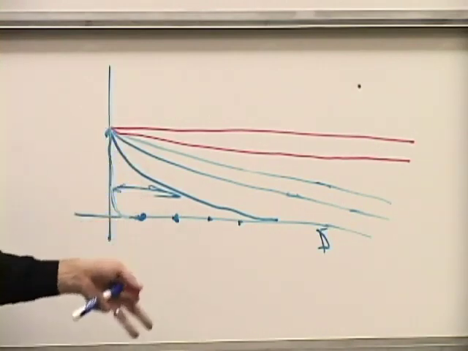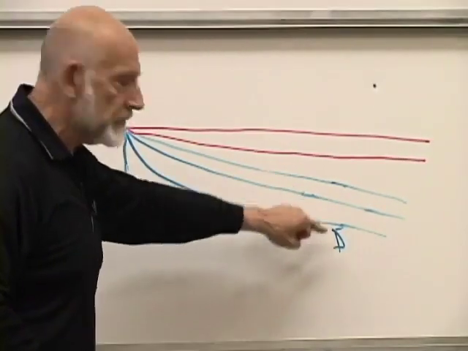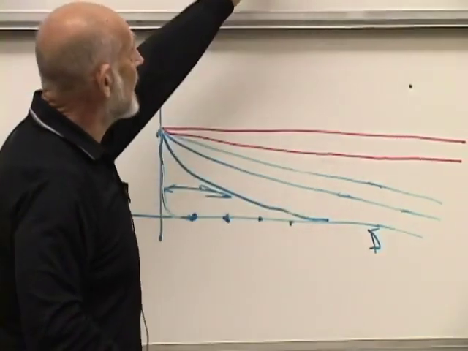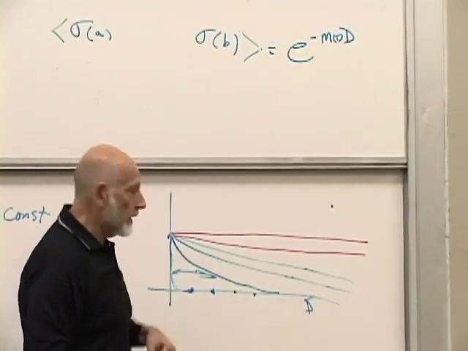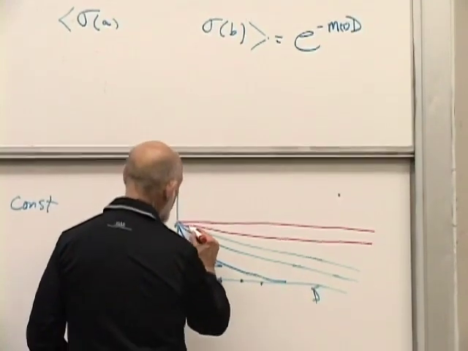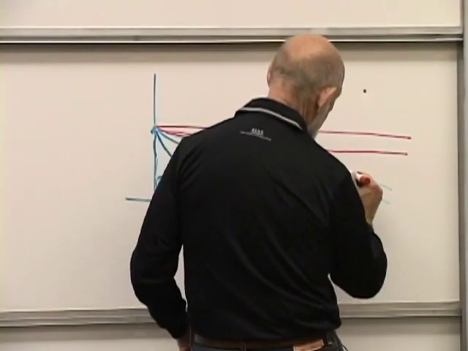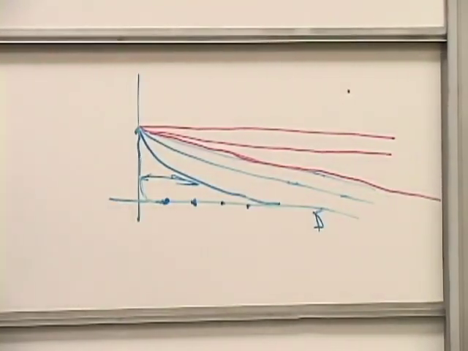Eventually, you come down to the critical temperature. And as you get to the critical temperature, that's the temperature which divides these two behaviors. What's the behavior here? Exponentially decreasing correlation. What's the behavior here? The correlation function doesn't decrease. What divides them is the critical behavior, which is neither constant at infinity, nor is it exponentially falling.